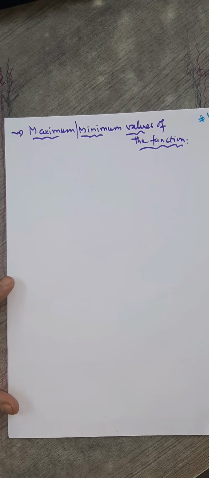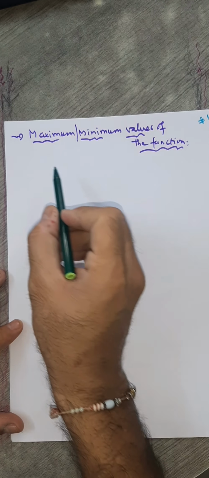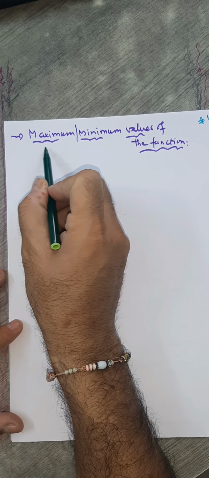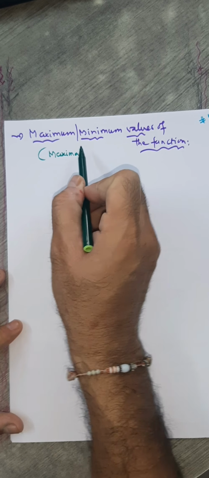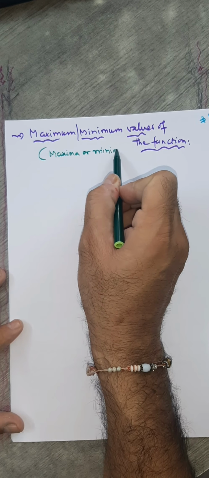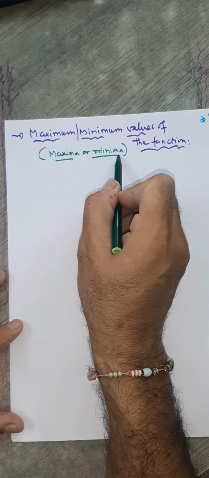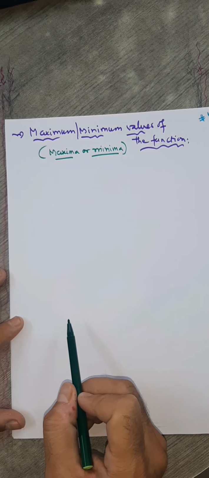So now this is the next and the last very important point of this chapter, which is about maximum and minimum values of a function. This is sometimes also called maxima or minima. Maxima or minima, that means maximum or minimum values of a function.